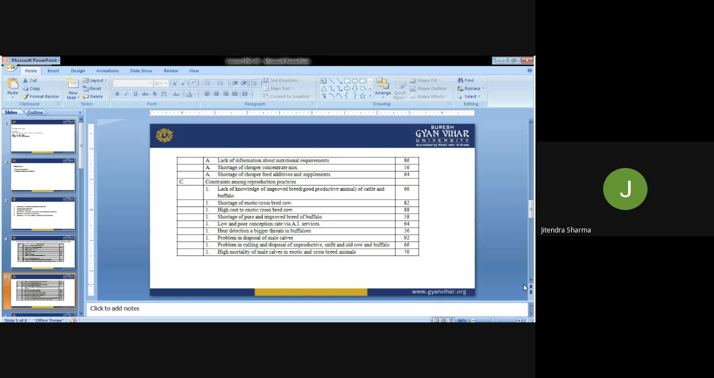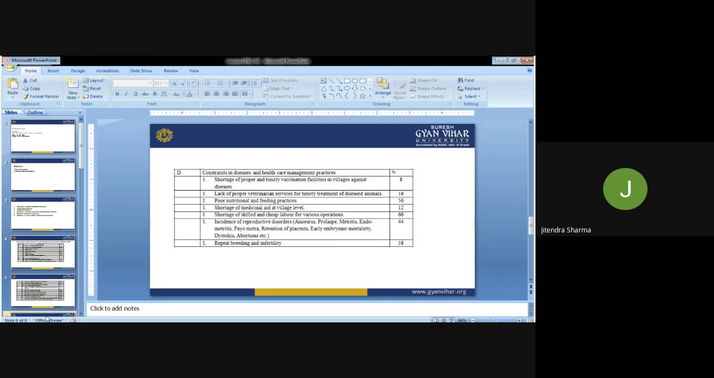Then the high mortality of male calves in obstetric and crossbred animals. 76% of dairy owners have registered that the calves who are the outcome of parturition generally have a very high mortality in these cases. So they have a problem with the next generation, and they are facing problems. Constraint in disease and healthcare management. This is the fourth group of problems which we have categorized.